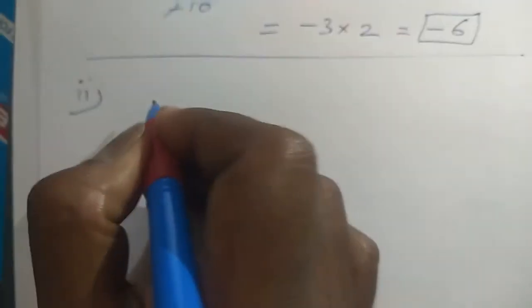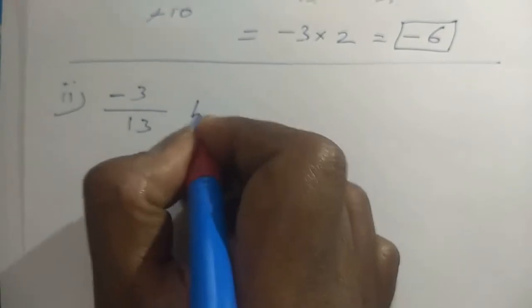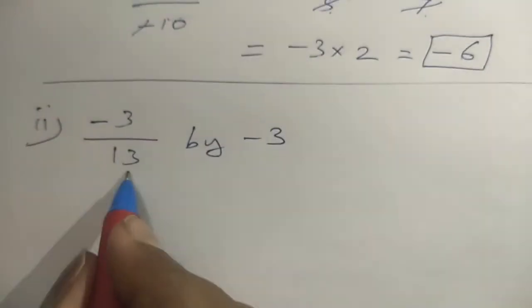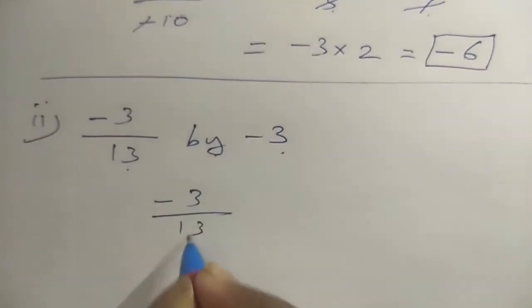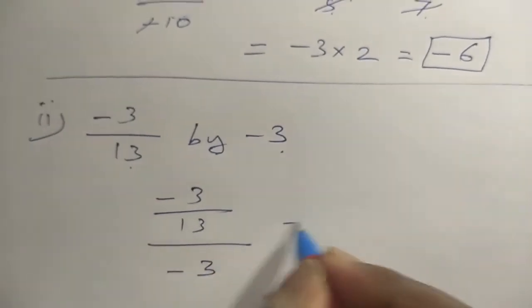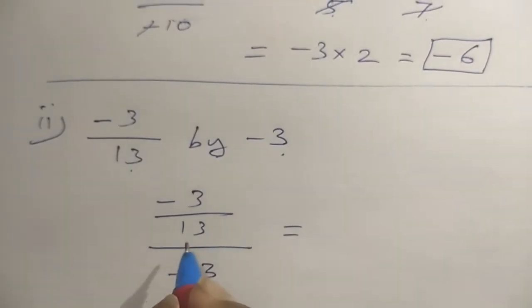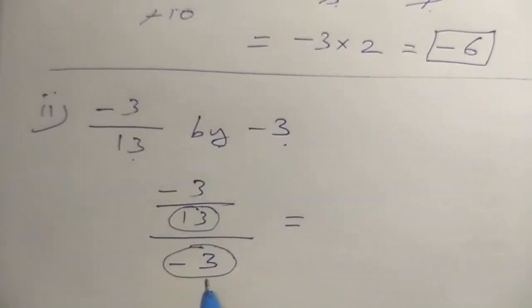Next we go for the second subdivision. The second subdivision question is: divide minus 3 by 13 by minus 3. So here also we have to follow the same method. Divide. So it is minus 3 by 13 by minus 3. So we write here minus 3 by 13 by minus 3. Correct? So here there is some small difference. Here it is a denominator. It is also a denominator.